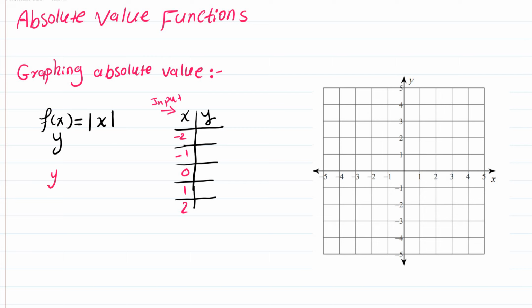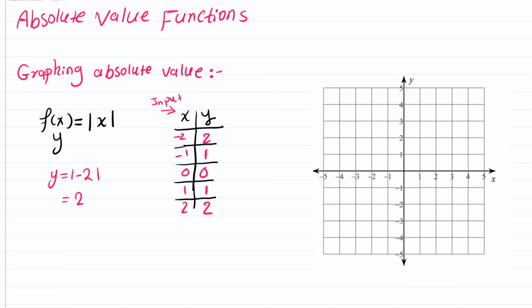So you will go one by one. You will say y equals the absolute value of -2. The answer equals how much? Equals 2. So the answer of y is 2. You will substitute -1, which gives 1. 0 gives 0. 1 gives 1. And the absolute value of 2 equals 2.